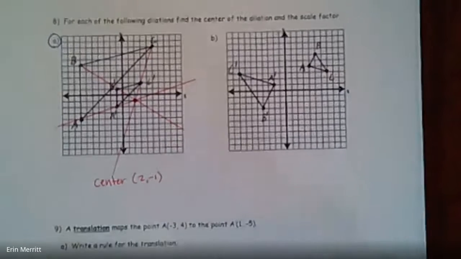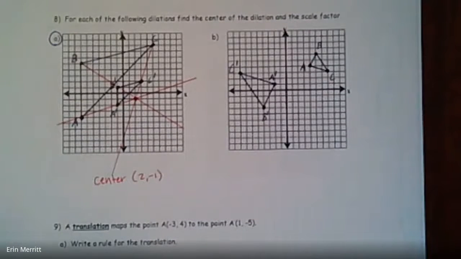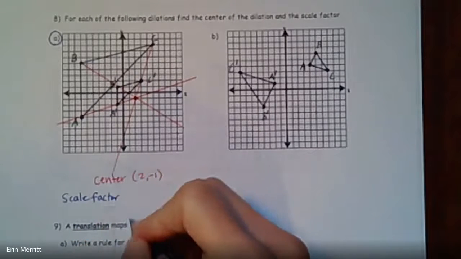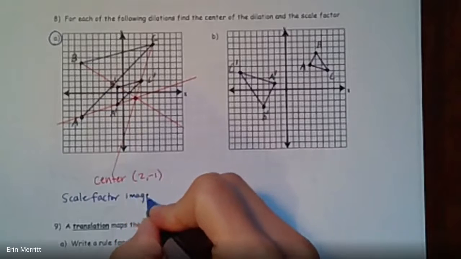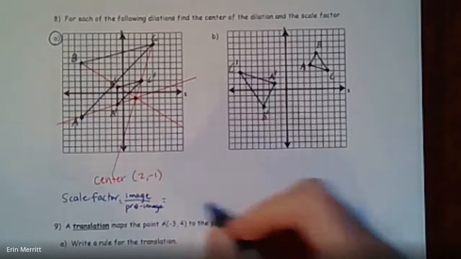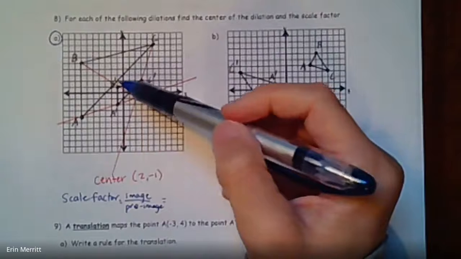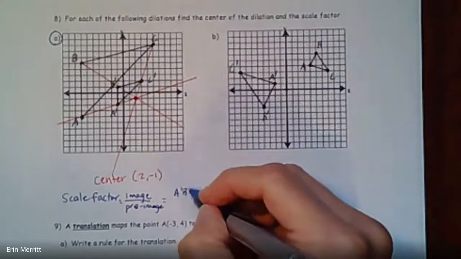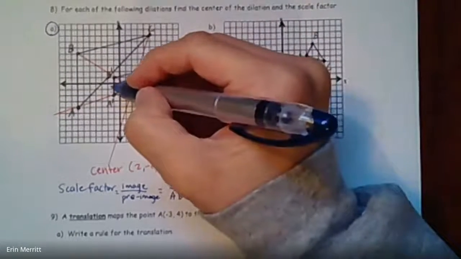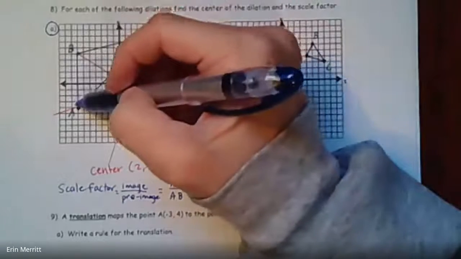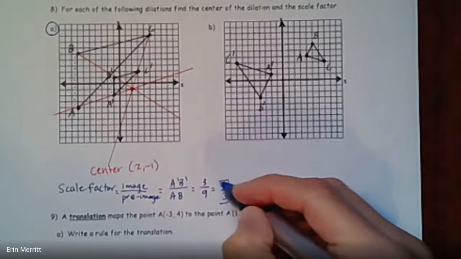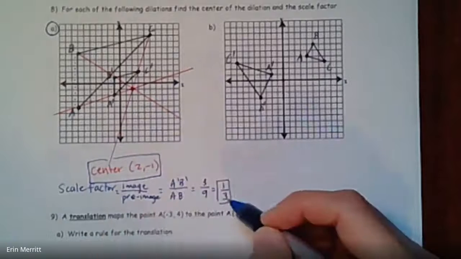And then what's the scale factor? Well, if you remember from the one that we did a little bit ago, the scale factor is always the image divided by the pre-image. So what do I mean by that? Pick one that's easy to look at. I would say the vertical is the easiest. So we could do A prime B prime divided by AB, and that's going to give me my scale factor. So this is a length of 1, 2, 3. This is a length of 1, 2, 3, 4, 5, 6, 7, 8, 9. And there we go. So center and scale factor.